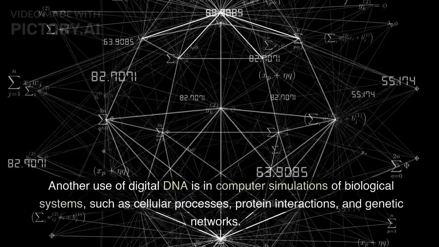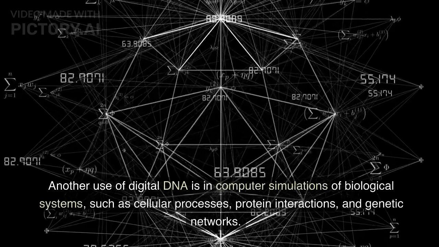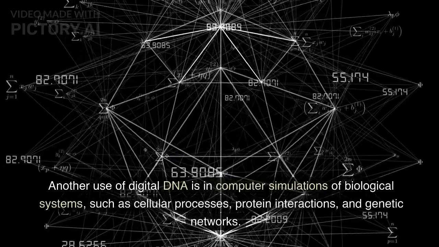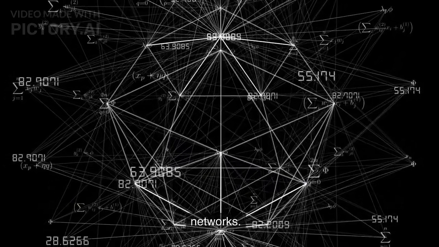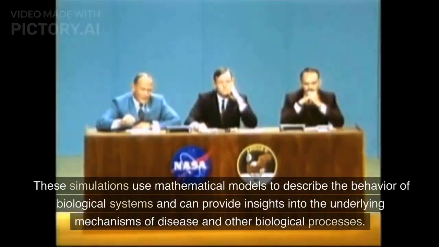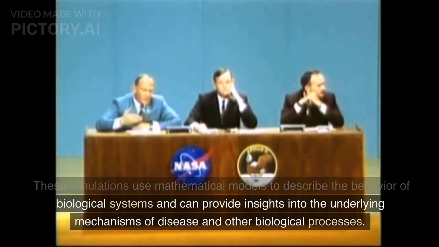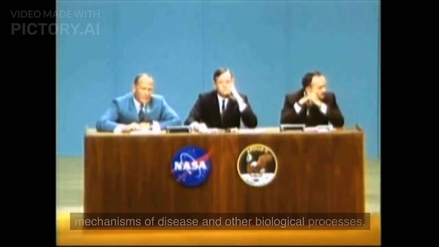Another use of digital DNA is in computer simulations of biological systems, such as cellular processes, protein interactions, and genetic networks. These simulations use mathematical models to describe the behavior of biological systems and can provide insights into the underlying mechanisms of disease and other biological processes.